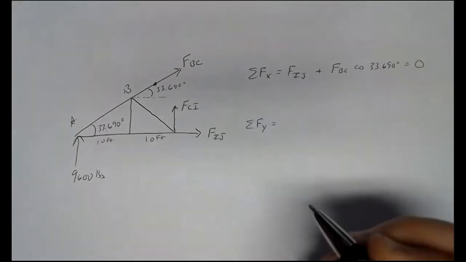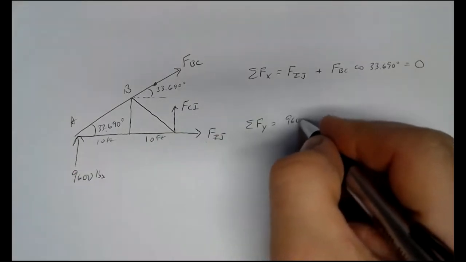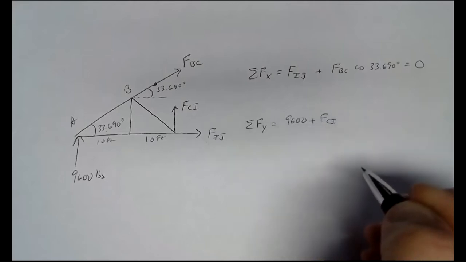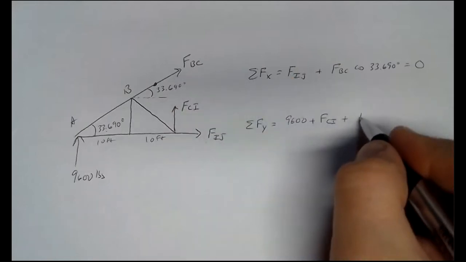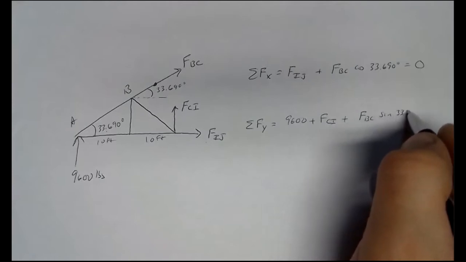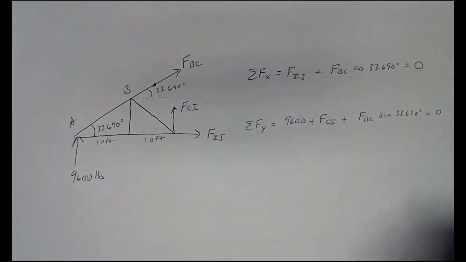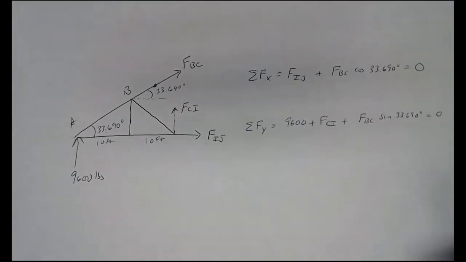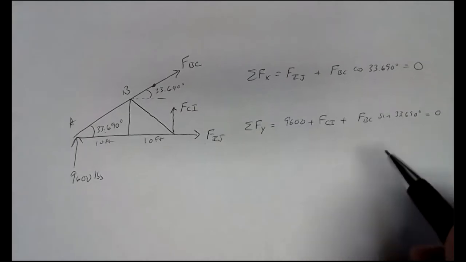Sum of forces in the y direction. We've got all of that 9,600 pounds up. We've got all of FCI up. And then we're going to have the opposite side of FBC. So that's going to go with sine of 33.690 degrees. Now, that's not a bad looking y direction equation, but neither of these can be solved right away because we don't have enough unknowns. We're going to have to rely on our moment equation.